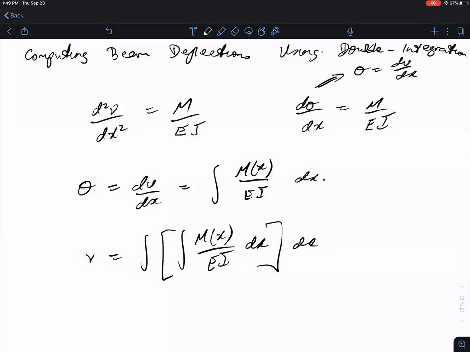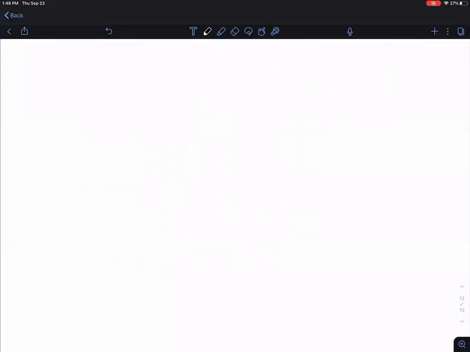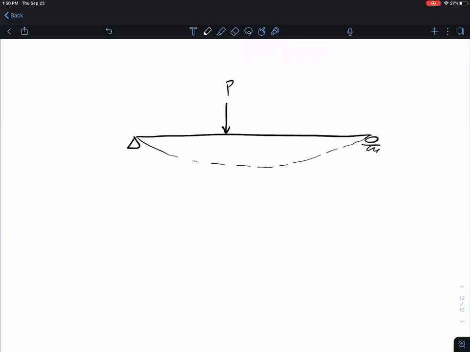In addition to boundary conditions, we can also use continuity conditions to solve for the constants of integration. To illustrate these continuity conditions, we will look at a beam that's loaded with a point load. It has some deflection. We will say that the distance from the left end to the point load is A, the distance from the right end to the point load is B, and the transverse deflection we'll call v.